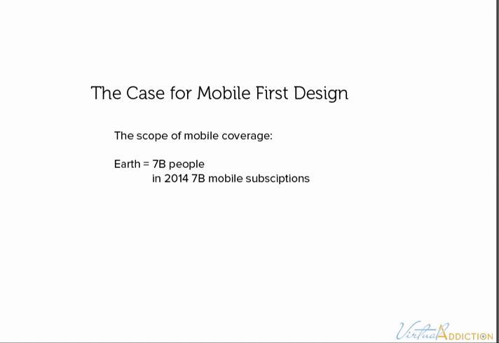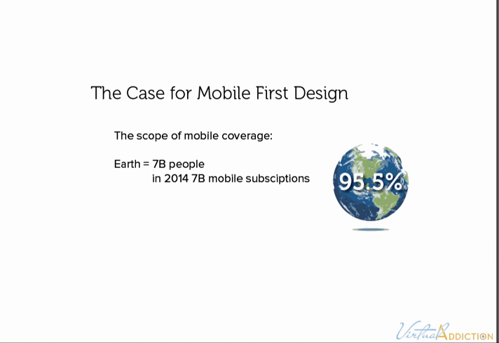Let's discuss a couple of statistics. Here on planet Earth, we have a population of 7 billion people. In 2014, 7 billion were mobile subscribers. This adds up to 95.5% of the total Earth's population being someone that has a mobile subscription. Mobile subscriptions outnumber fixed telephone lines 5 to 1, and mobile broadband subscriptions outnumber fixed broadband by 2 to 1.